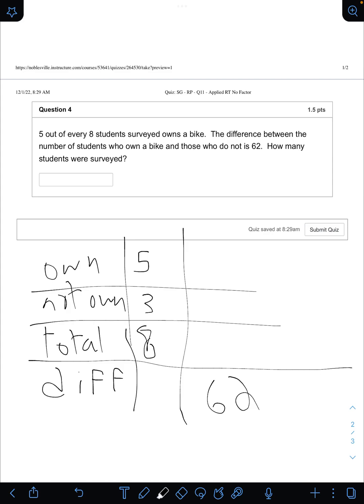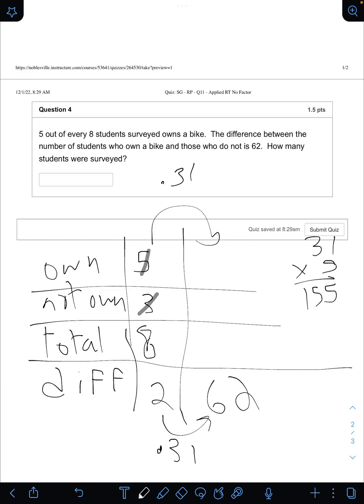Well, I know that the difference in the ratio of own and not own is 2. So can I get from 2 to 62? Well, I can. I can times that by what? What's half of 62? 31. So I do 31 times 5. So that's 155.